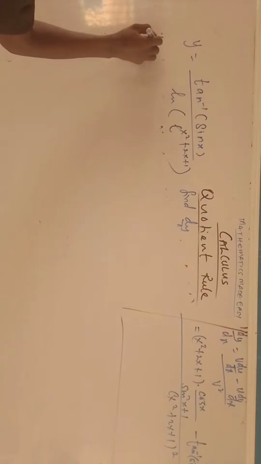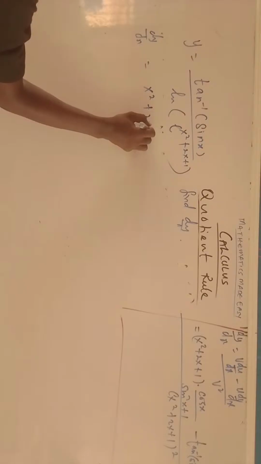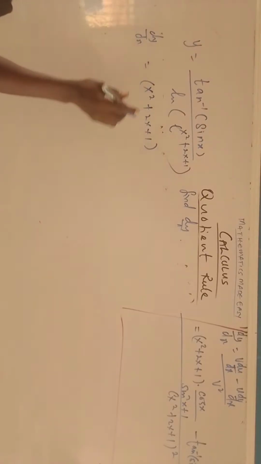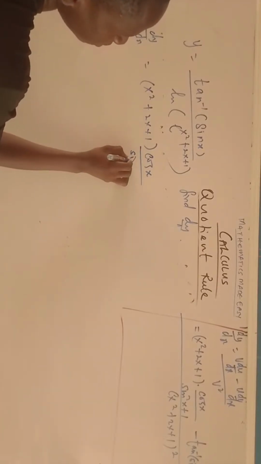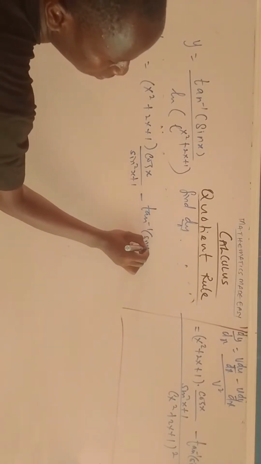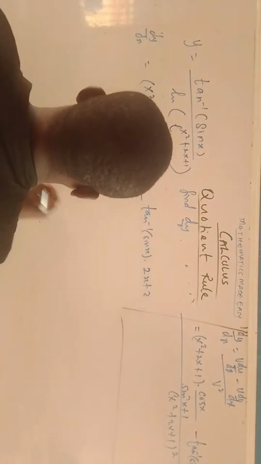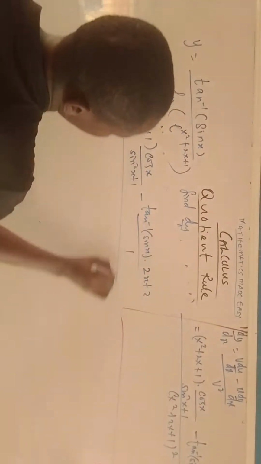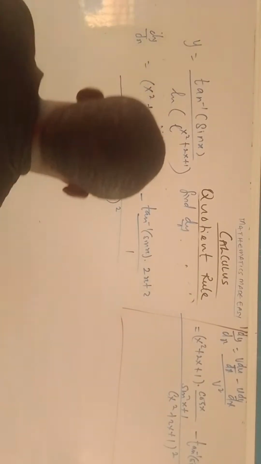Oh my goodness. Alright, so let me write the final answer here. So I'm going to have dy/dx is equal to x² + 2x + 1, then multiply by cos x over sin² x + 1, then minus arctangent of sin x, then multiply by what? 2x + 2 over 1. Then everything over x² + 2x + 1, then everything to the second power.